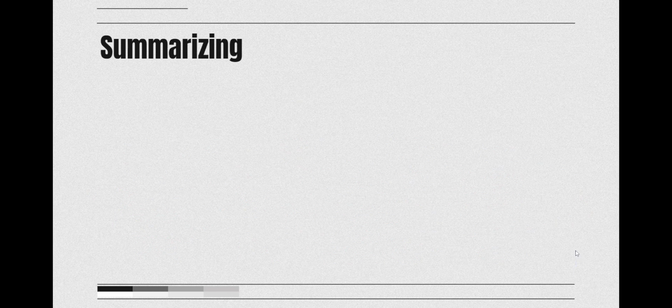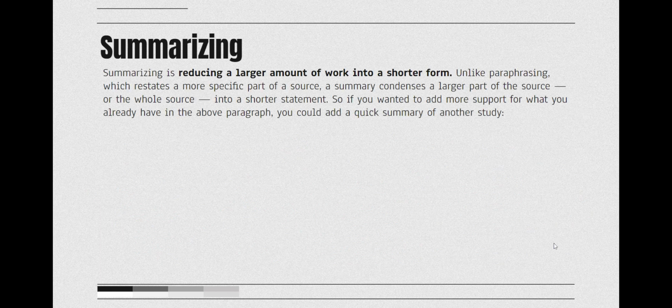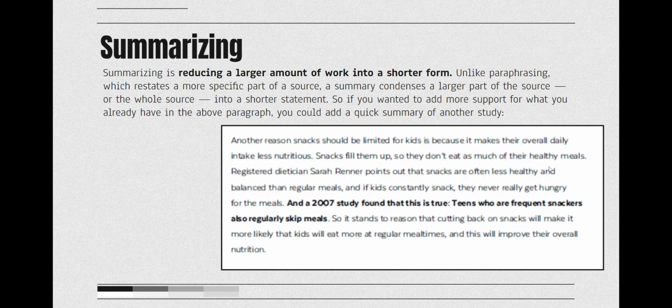Next, and last but not least, we have summarizing. Summarizing is when we reduce a larger amount of work into a shorter form. And unlike paraphrasing, which restates a more specific part of the source, a summary looks at the whole and then breaks it down into one short statement. So if you wanted to add more support for something you've already said in your paragraph, you could add a quick summary of a study or an infographic or some other source.